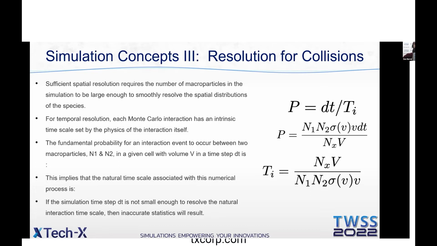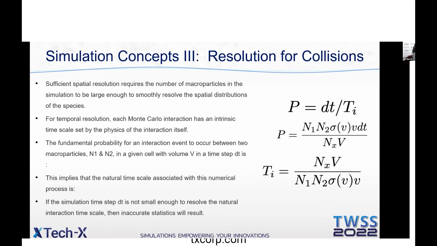Along with spatial and temporal resolution, there's actually one more resolution issue for collisions. And that comes from the need to accurately sample the velocity distributions of the interacting particles, since the probability for an interaction event to occur non-trivially depends upon the velocity of the particle, right? That's sigma of v and vdt. And since a single macroparticle samples only one point in the velocity space, accurate statistics for particles may only be achieved in some simulations if you have enough macroparticles per cell such that the velocity distributions of the participating species are well sampled within each cell. So there's three resolution issues when it comes to particles and collisions.